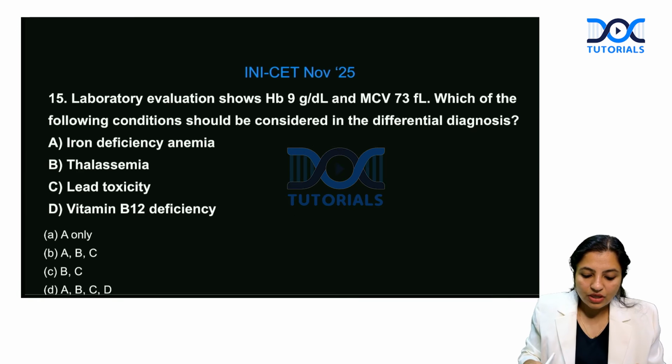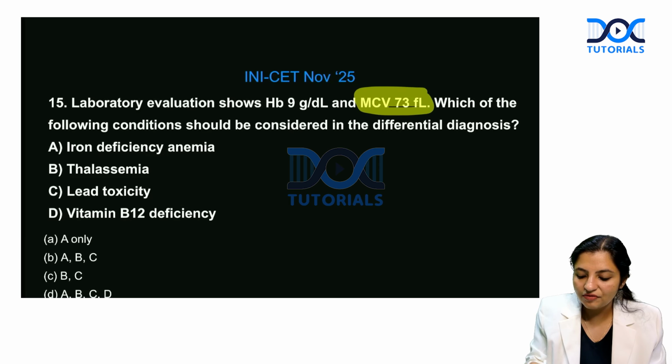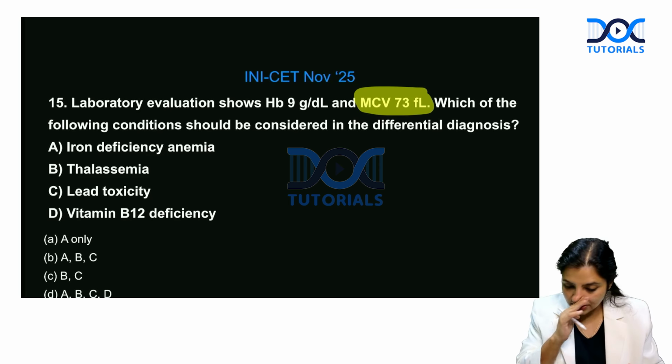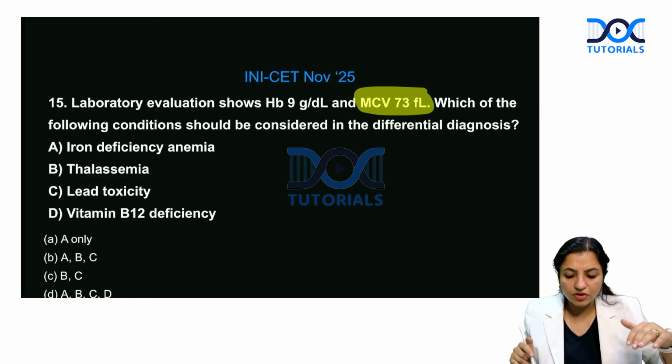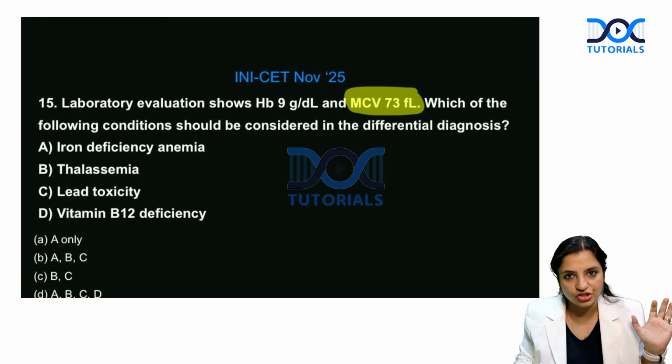Now let's go to the next one. Laboratory evaluation shows a patient has hemoglobin of 9 and MCV is 73. Whenever MCV is less than 80, it is a microcytic anemia. So they asked you which of the following conditions should be considered in differential diagnosis.